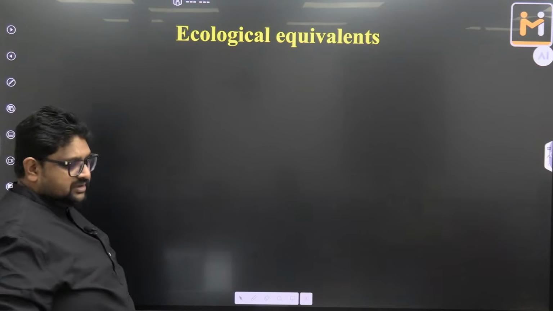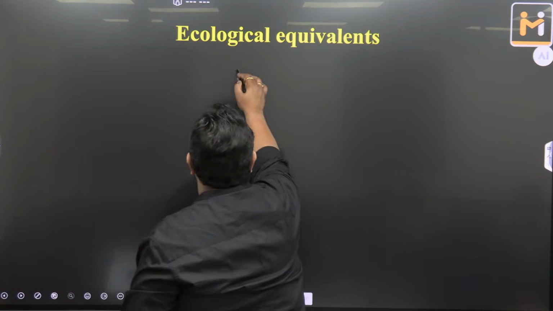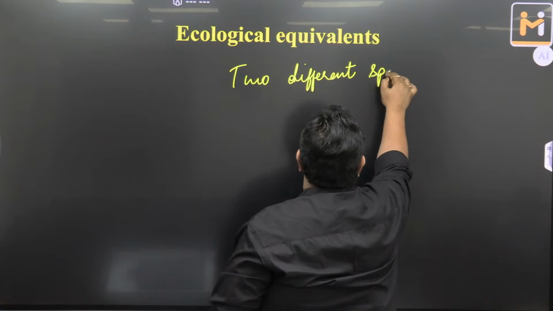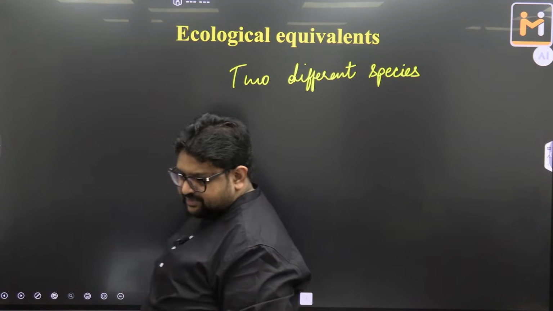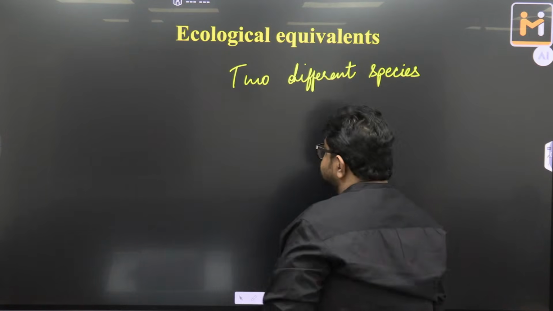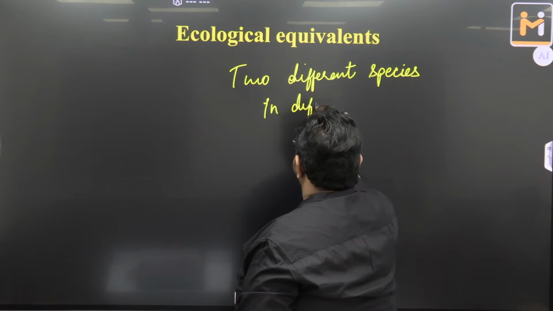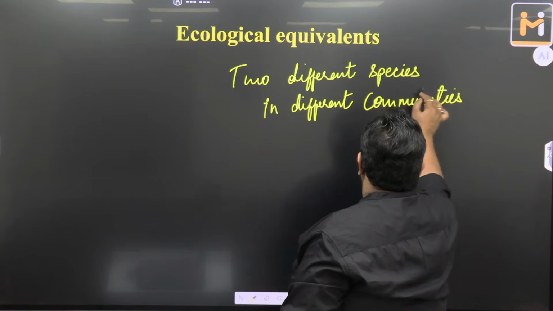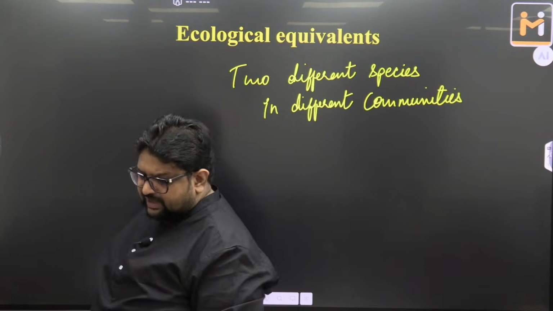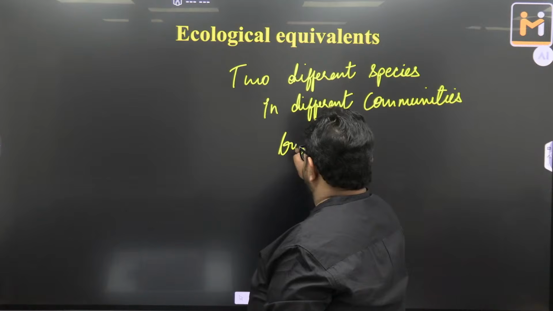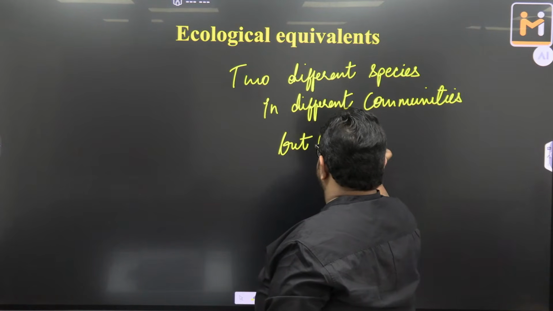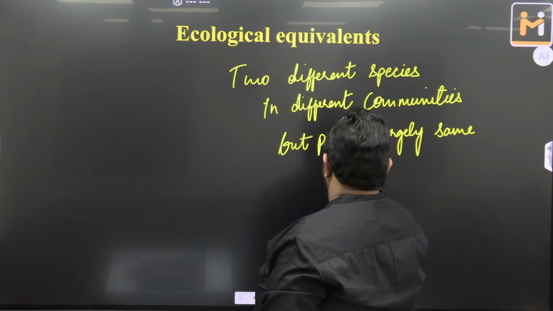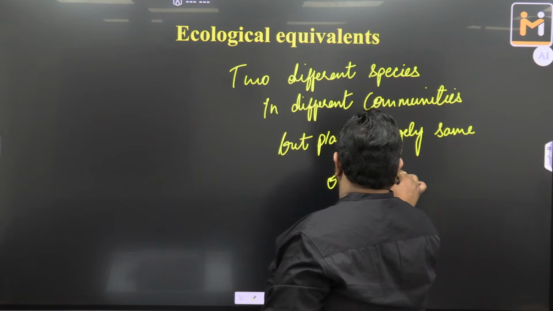Okay, write down this. Ecological equivalents. Two different species in different communities but playing largely similar or same role.